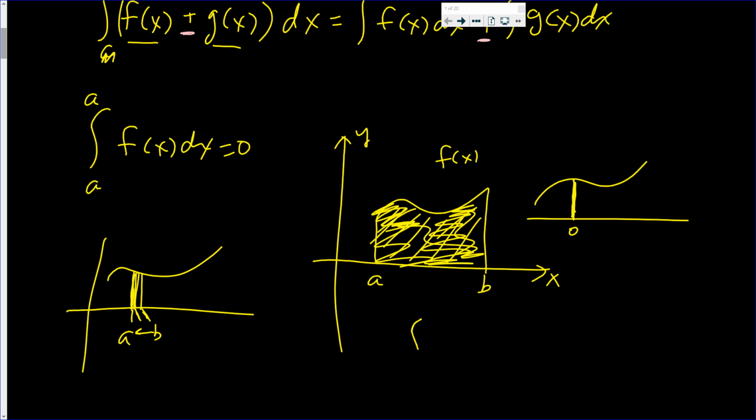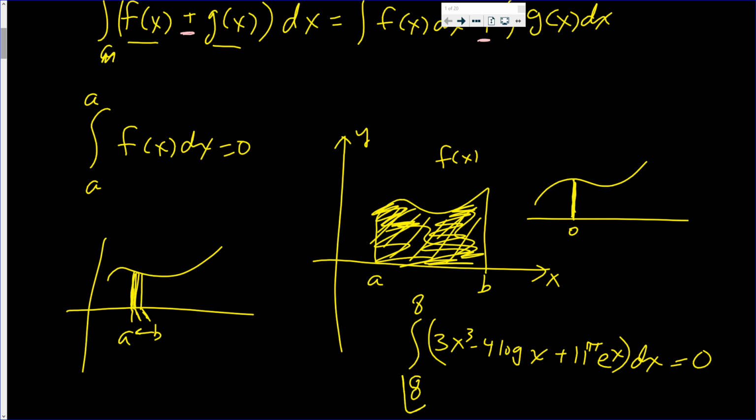In other words, if somebody gives you the integral from 8 to 8 of 3x^3 minus 4 log of x plus 11 raised to the pi times e to the x dx, oh, it is 0. The area between 8 and 8 is going to be 0. Nice, clean, simple answer, 0.